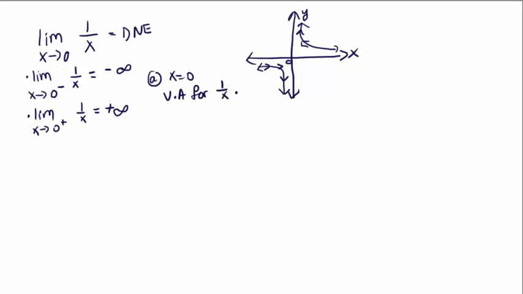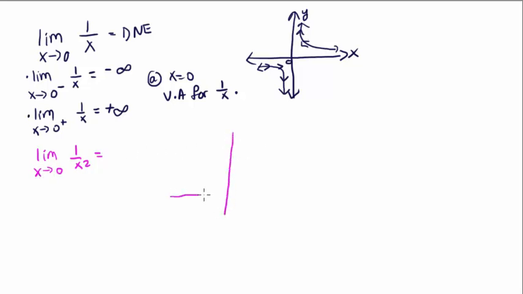Okay, now let's change it up a little bit. Let's say I have something similar. Let's say the limit as x approaches 0 of 1 over x squared. Does the limit exist? If it does, then what is it? If not, then what's the interpretation?